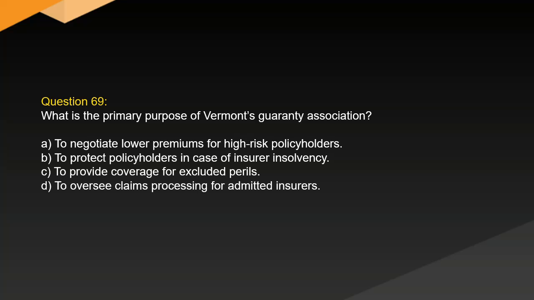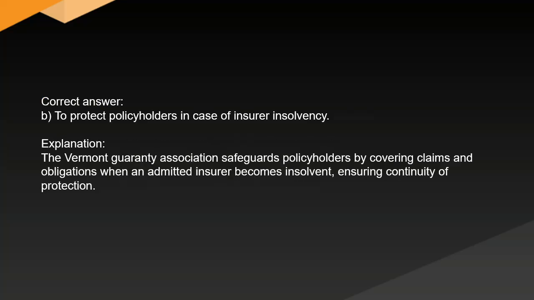Question 69. What is the primary purpose of Vermont's Guarantee Association? A. To negotiate lower premiums for high-risk policyholders. B. To protect policyholders in case of insurer insolvency. C. To provide coverage for excluded perils. D. To oversee claims processing for admitted insurers. Correct answer: B. To protect policyholders in case of insurer insolvency.